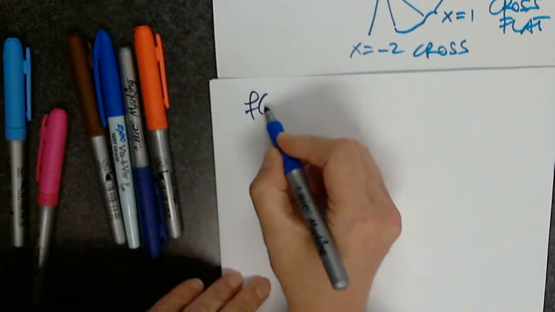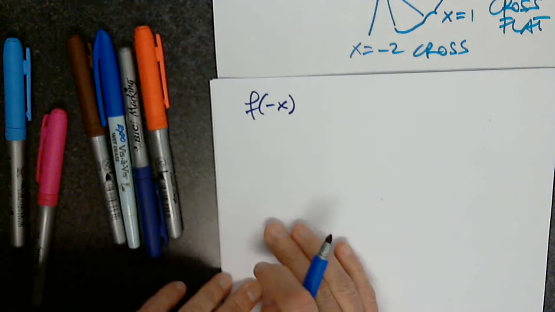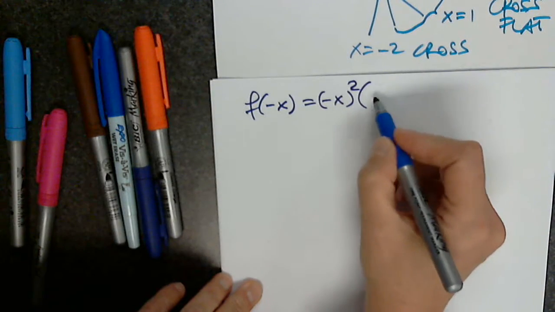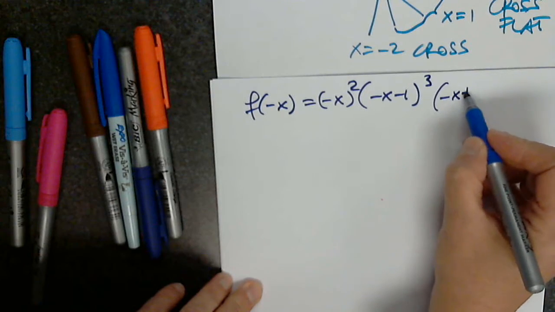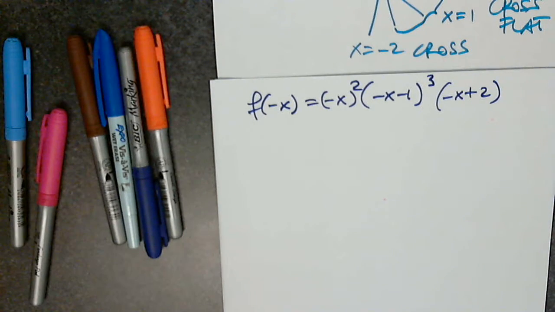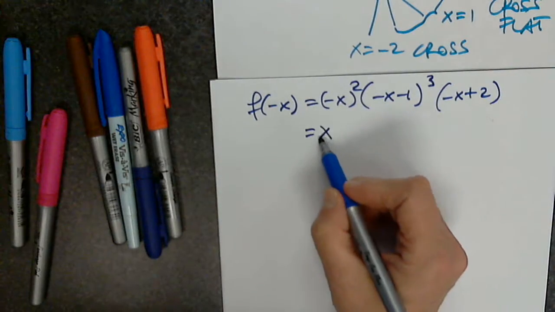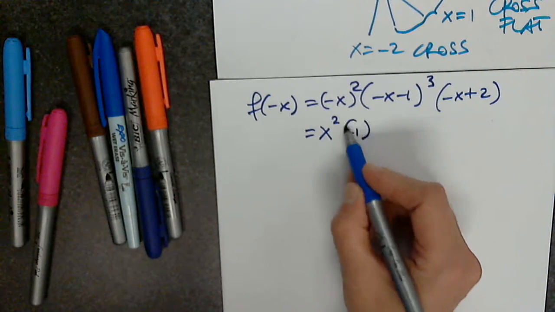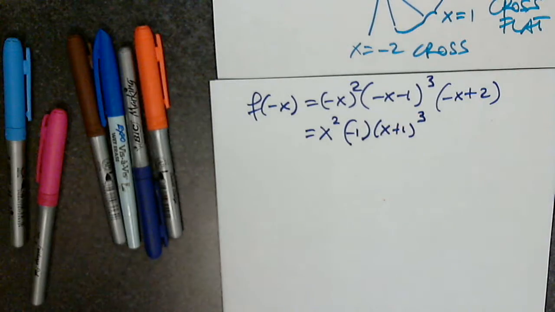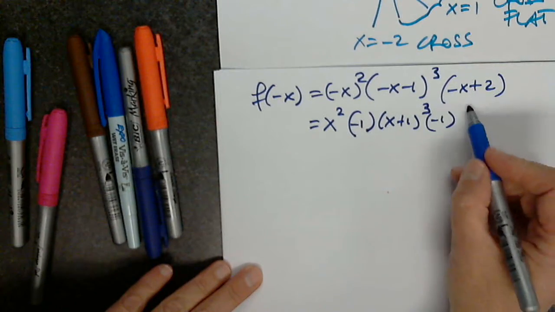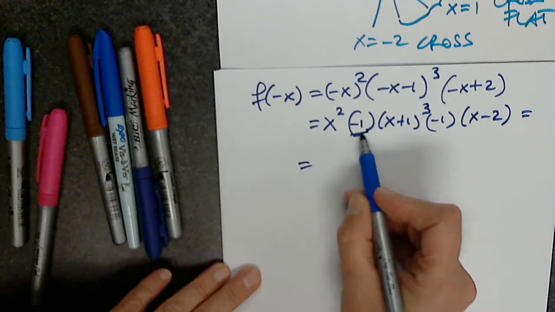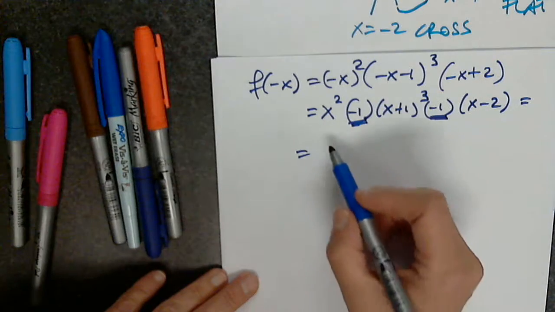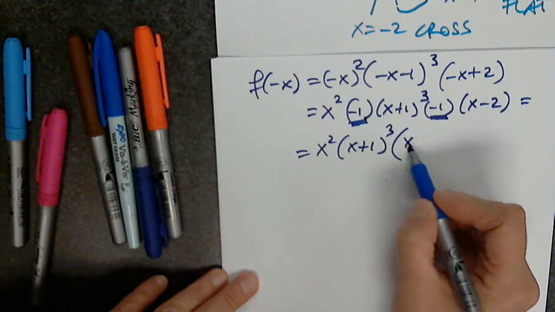When I'm asked to find whether the function is symmetric or not, please remember I have to determine f of negative x. So I will get negative x to the second power, negative x minus 1 to the third, and negative x plus 2. How much is negative x to the second power? X squared. Now here, when I factor out negative 1 and raise it to the third power, it will be negative 1 times x plus 1 to the third power. Here I factor out negative 1 and I get x minus 2. This negative 1 with negative 1 will make a positive 1. So then I have x squared, x plus 1 to the third, x minus 2.